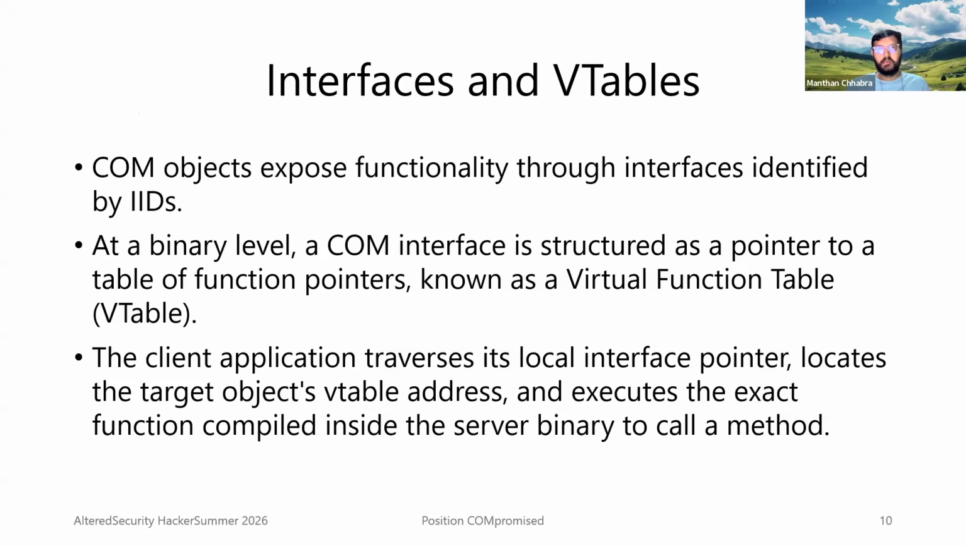So the COM interfaces are actually represented by a C++ structure, which is a pointer. And this pointer points directly to a table of other function pointers, right? This table, as I mentioned, is called the virtual function table. And this vtable is essentially an array of memory addresses. Now, each index in this array points directly to the entry point of a specific function which is compiled in our DLL or executable, right?